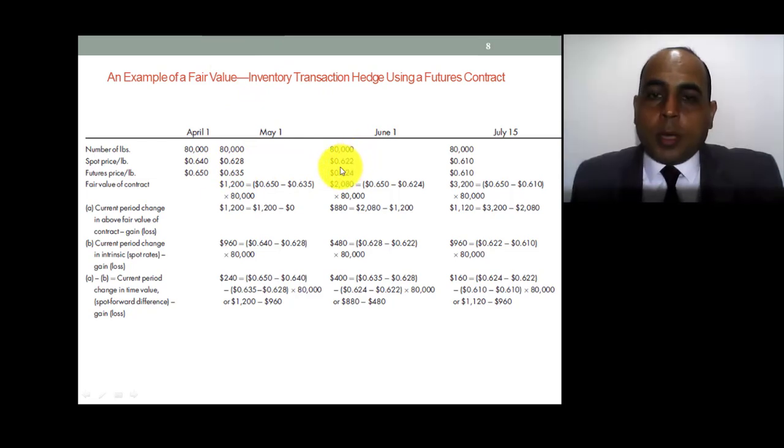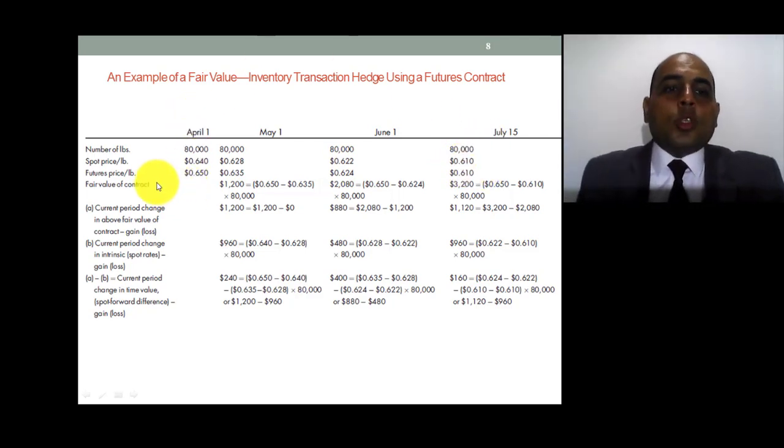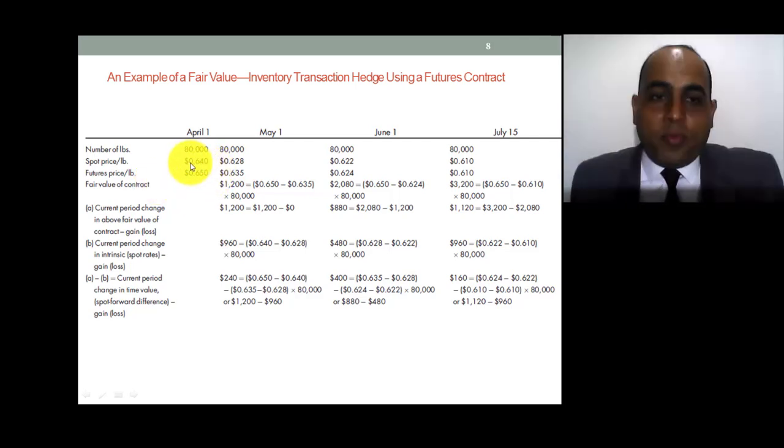On June 1st it was 0.622, and on July 15 it was 0.610. What's the future price per pound? The future price on April 1st was 0.65.